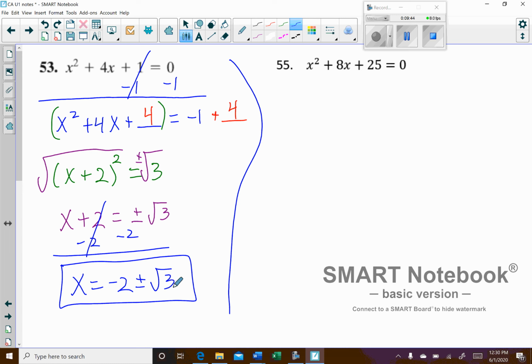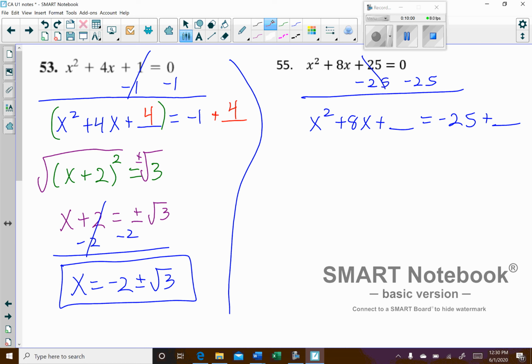Okay, looking at 55, we're going to move that 25 to the other side. So we'll get x squared plus 8x plus blank equals negative 25, and then we'll put a blank over here. Okay, so half of 8 is 4. 4 squared is 16. So we'll add 16 to both sides. Once again, the left side's a perfect square trinomial. That would factor into x plus 4 squared.